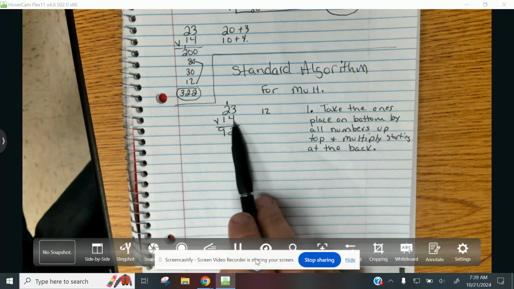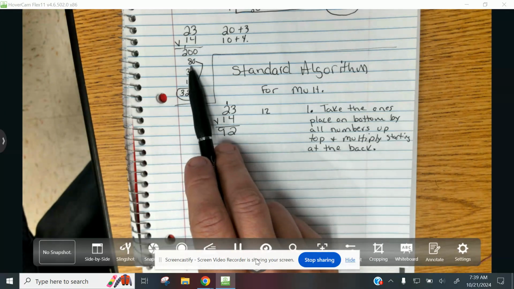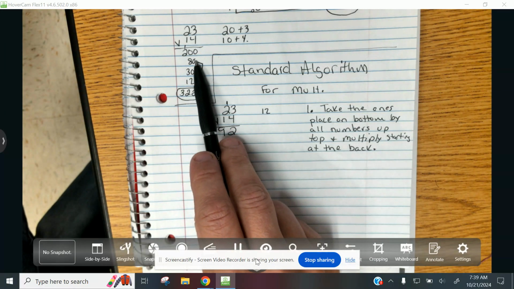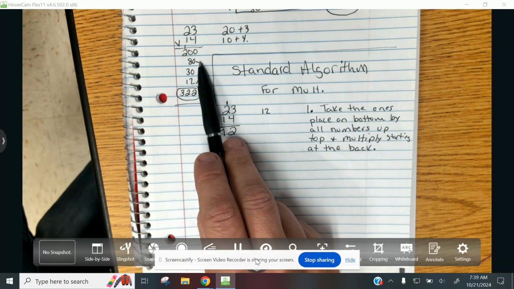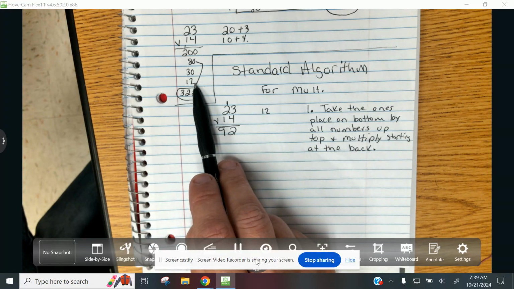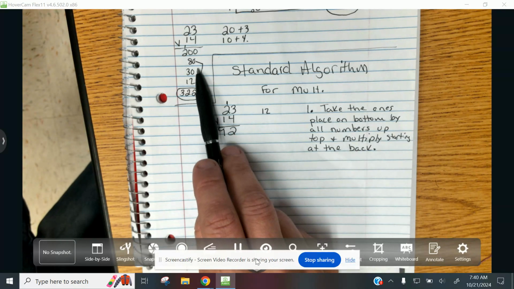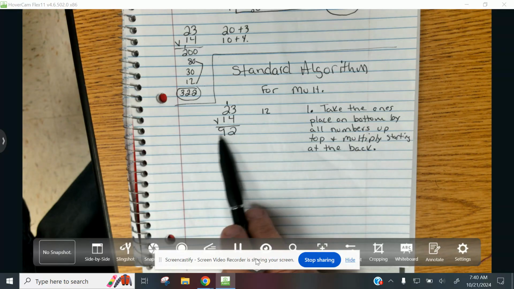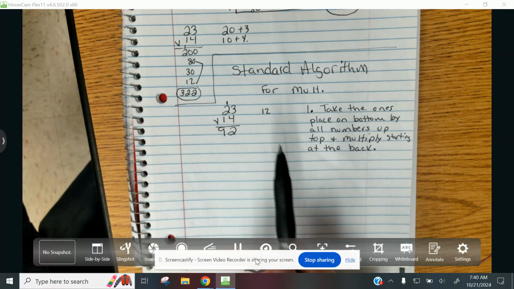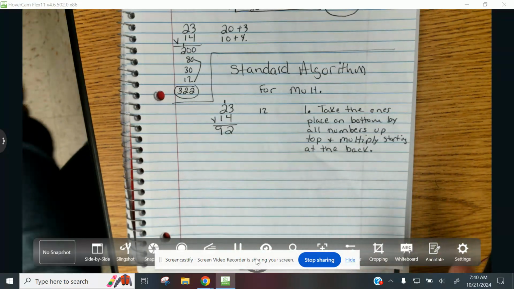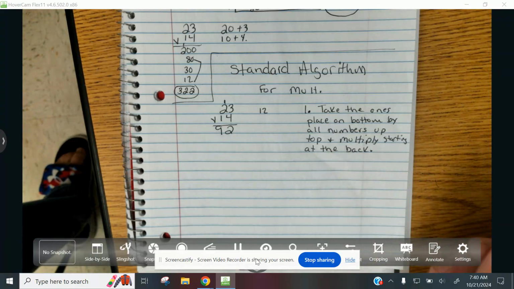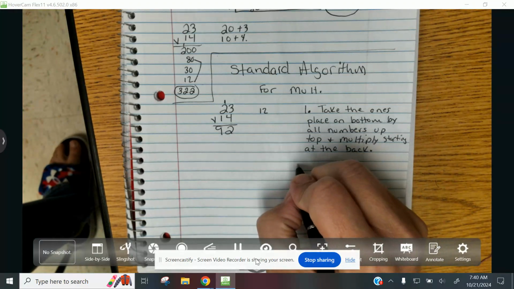That's how this method is a little bit shorter, because instead of doing 20 times 4 and 3 times 4, I was able to do it all in one kind of step. Okay. Now, here's what you're going to do. We don't write this down as a step, but this is going to be important.